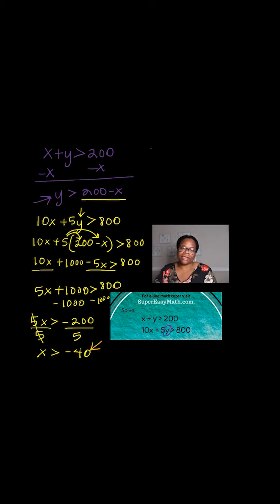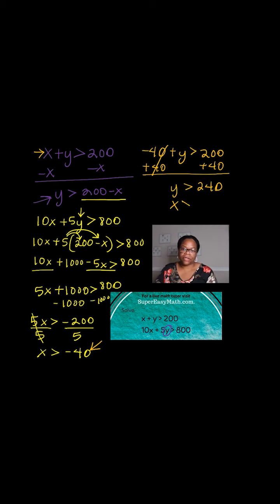So instead of writing x for my x plus y is greater than 200, I'm going to write negative 40 plus y is greater than 200. Now it's plus 40, plus 40. This cancels out, and I'm left with y is greater than 240. And the answer to my x value was that x is greater than negative 40. So these are my two values for x and y.